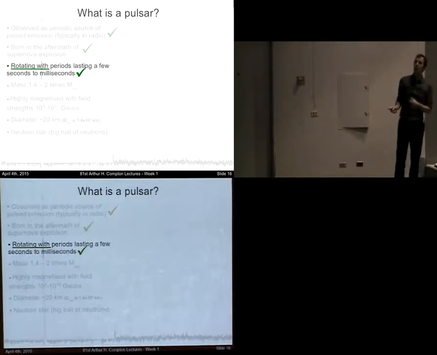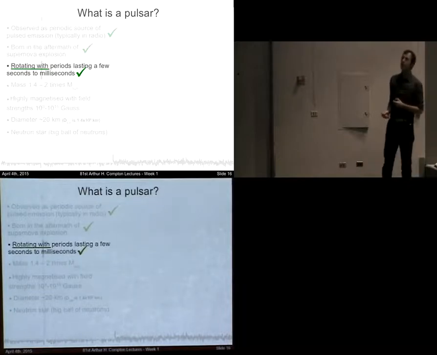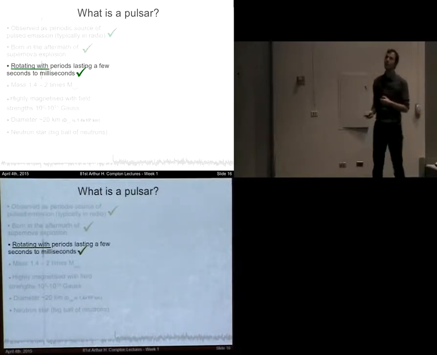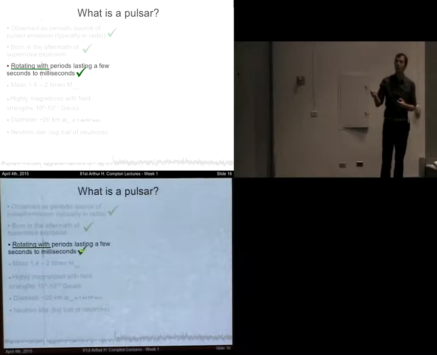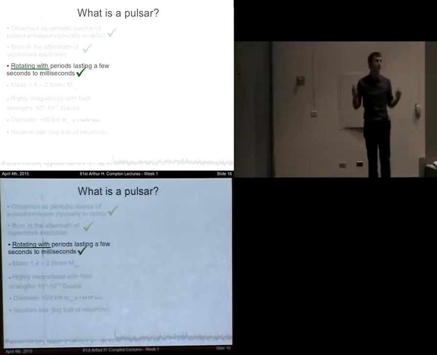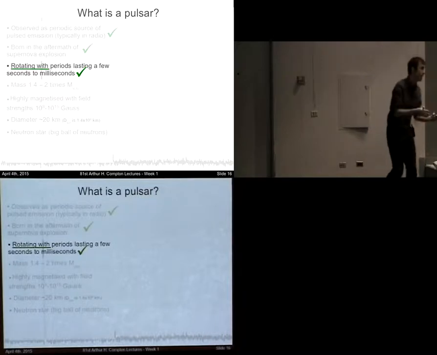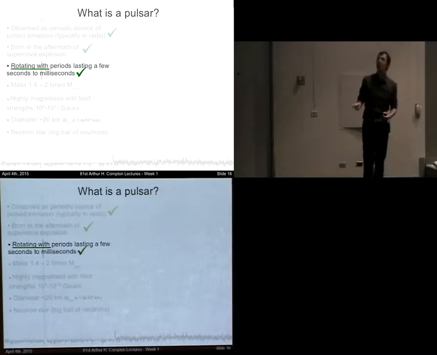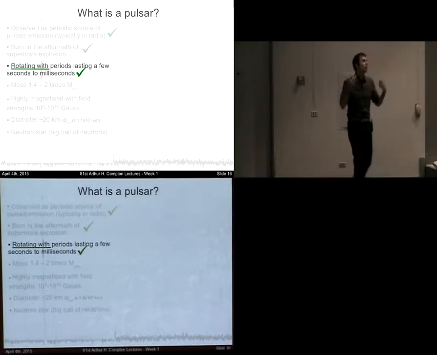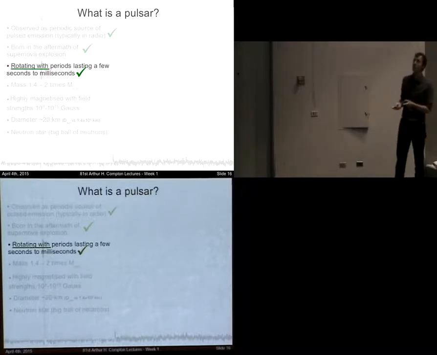Now, how about the fact that they're rotating with periods lasting a few seconds to a few milliseconds? I've already put a green check mark beside that, because I think you will agree with me that the phenomenon happens on the time scale of a second or a few milliseconds. We've seen that. I've underlined here: why is it that they're rotating? How do we know that we're dealing with a rotation and not a pulsation or a vibration? Why are we sure of that?